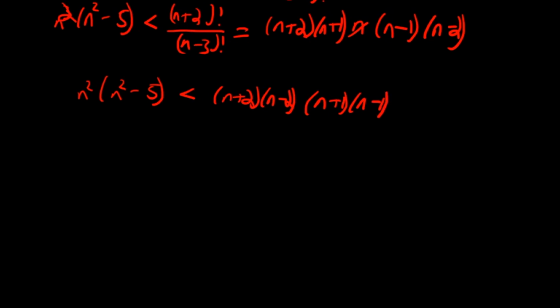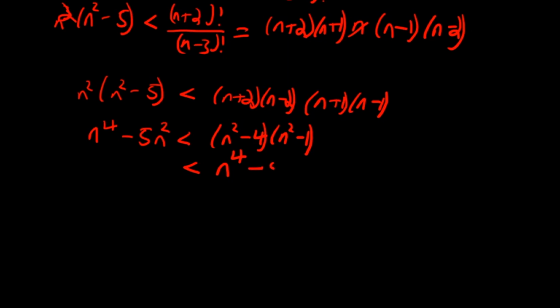And so if we now expand all the brackets, we'll end up with n to the power of 4 minus 5n squared is less than n squared minus 4 multiplied by n squared minus 1, which, if we expand these brackets again, is the same as n to the power of 4 minus 5n squared plus 4. So we can cancel the n to the power of 4s on both sides and the minus 5n squareds on both sides. And so that'll give us 0 is greater than 4.